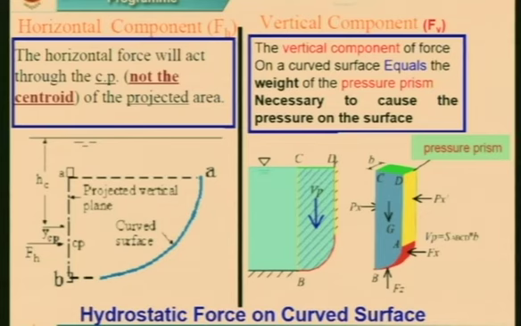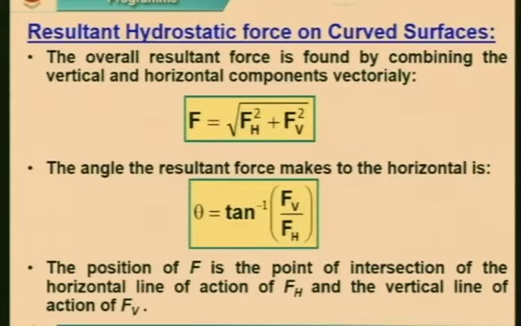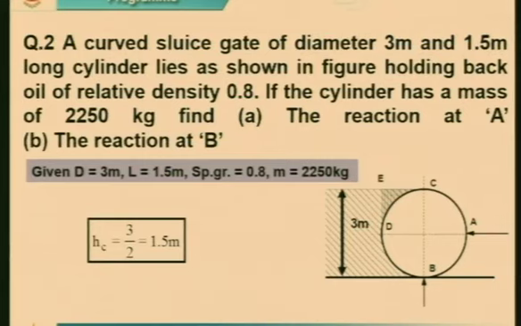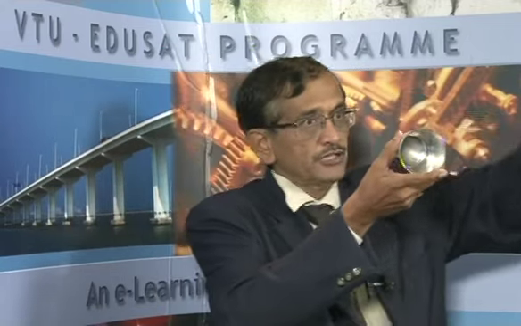Let us take the first problem. Yeah, my dear friends, you should be ready by this time. We are going to start the problem on a curved surface with this statement. A curved sluice gate of diameter 3 meter, maybe you can say this is exactly the 3 meter, okay, and water is on this side.